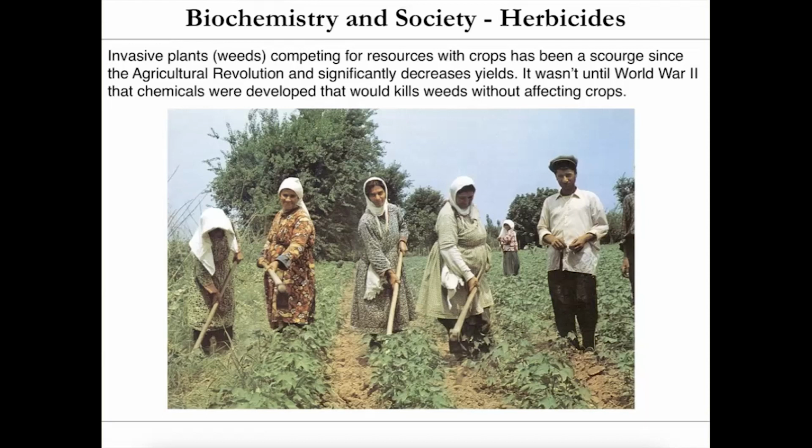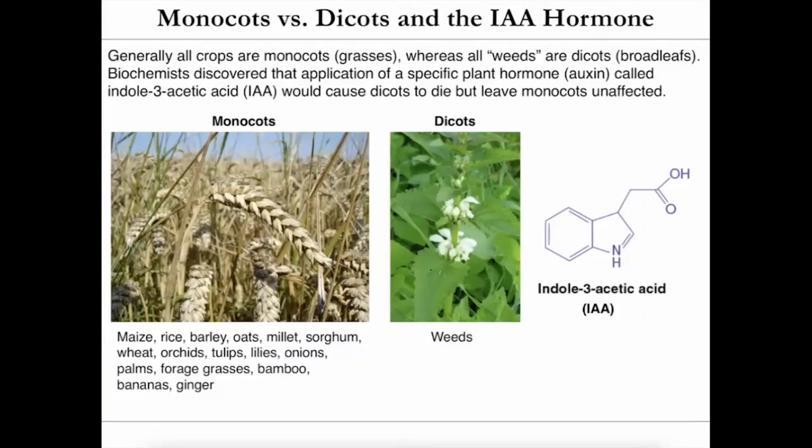It wasn't until World War II that we had such an understanding of the biochemistry of plants and the chemistry of different chemicals that herbicides were developed that would actually kill weeds without affecting the crops. So basically all plants can be categorized into one of two different categories: either monocots or dicots.